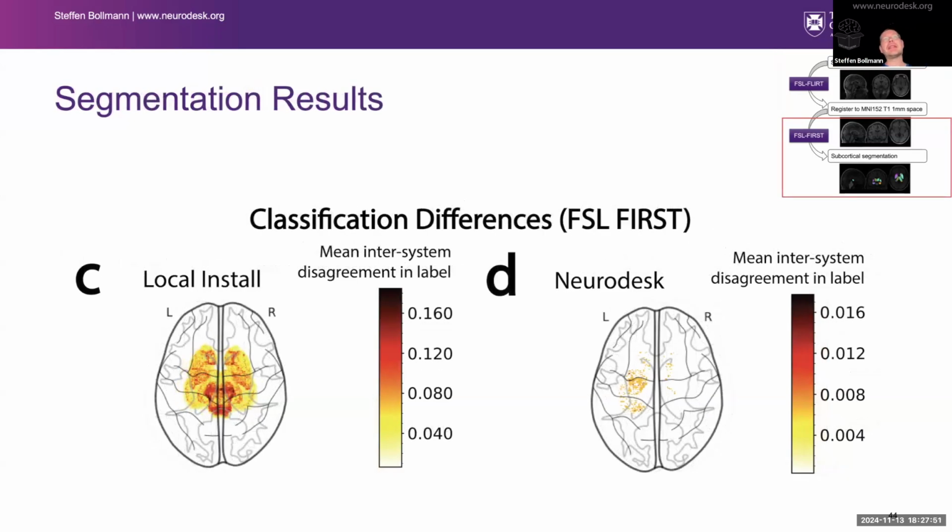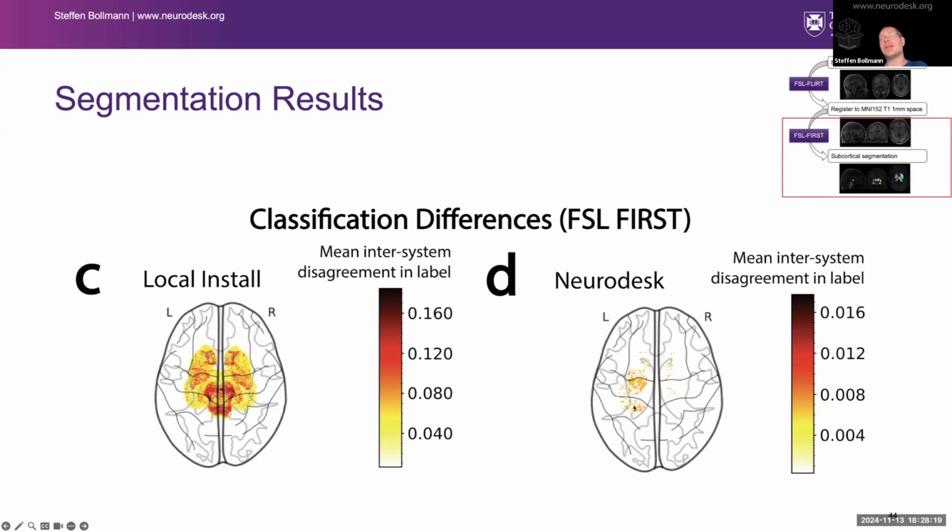So then when we look at the classification differences, so this is now when we segment this data, we see again in the local installation with different glibc versions, we see quite high disagreements between labels. And this is now a dice score. So this is between 0 and 1. And a 0.16 dice score is quite a lot when you think about it. So this means we actually disagree in certain areas quite a lot between segmentations. And again, that shouldn't be the case.